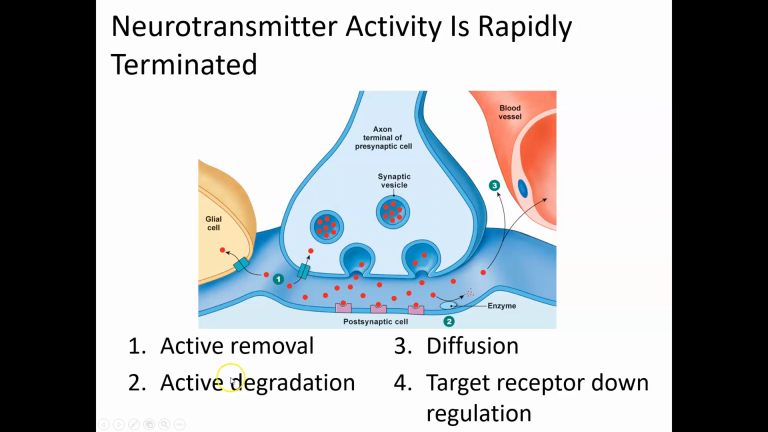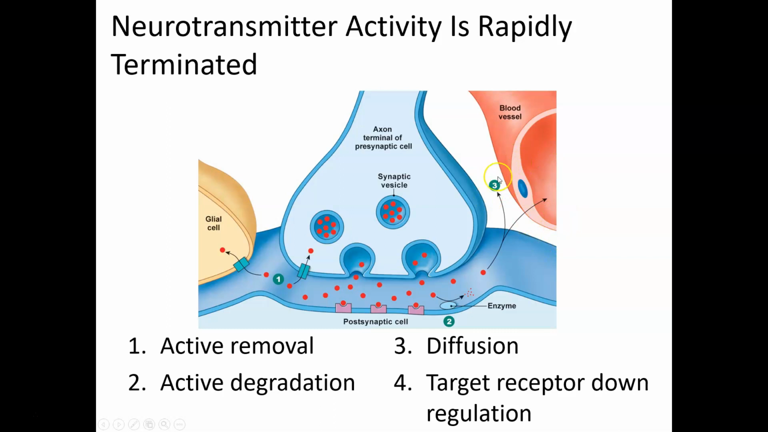We can have active degradation, that's number 2. That's an enzyme that breaks the neurotransmitter down so it's no longer active because it's no longer specific for the receptor. As an example, we see that in different types of synapses that use acetylcholine, and they break down by acetylcholine esterase. It's an enzyme that sits in the synaptic cleft and inactivates acetylcholine.